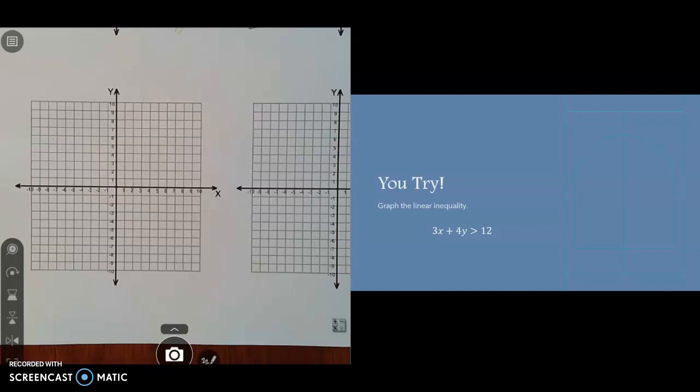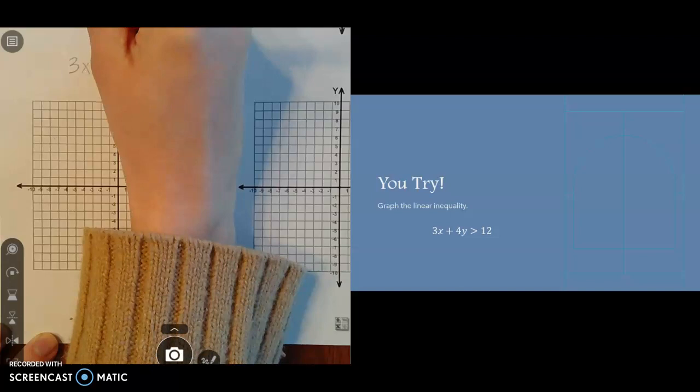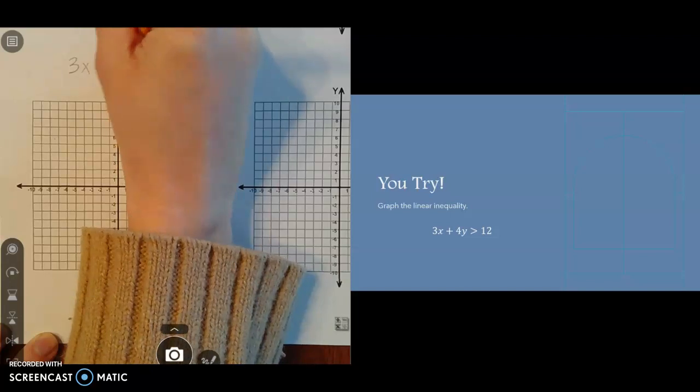Alright, you all just finished a U-Try where I asked you to graph a linear inequality. I think in Canvas you will probably have to match to which graph matches yours. But let's go ahead and graph this one. The inequality I gave you was 3x plus 4y is greater than 12.